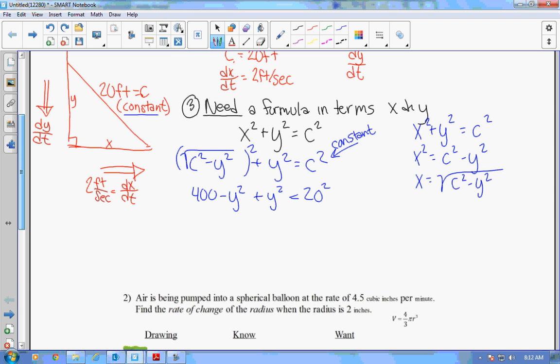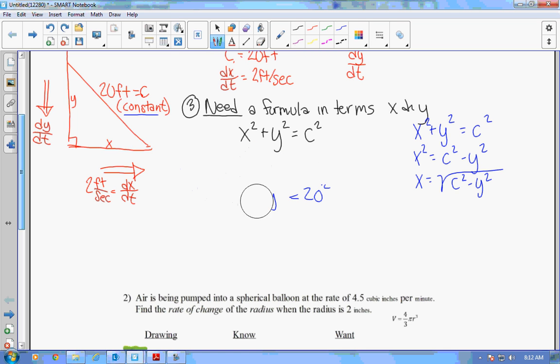Yeah, that's supposed to be okay. Oh! I'm not supposed to plug in the x until after I differentiate. That's the issue. Okay. Sorry. Don't plug in that x until after we differentiate.